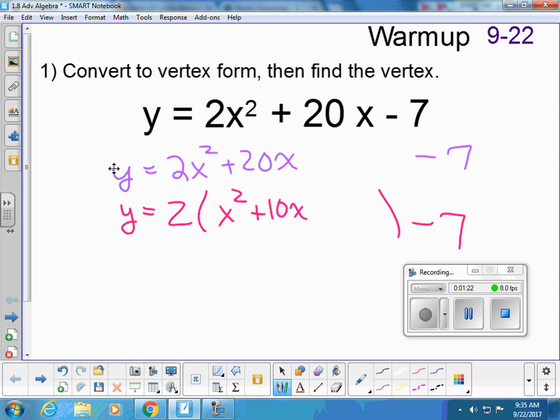Yes. So the magic number is 25. 10 divided by 2 is 5. 5 squared is 25. And then what is added over here? So 25? It's a 50. So she does 2 times 25 and gets 50. Okay, what's up next?